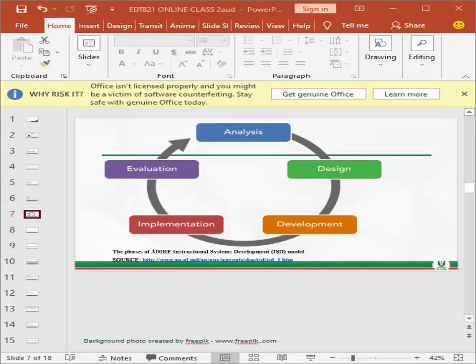So it is a cyclical process that evolves over time and continues throughout the instructional planning and implementation process. I mean, from the analysis to design, from design to development, from development to implementation, from implementation to evaluation, and from evaluation back to analysis.